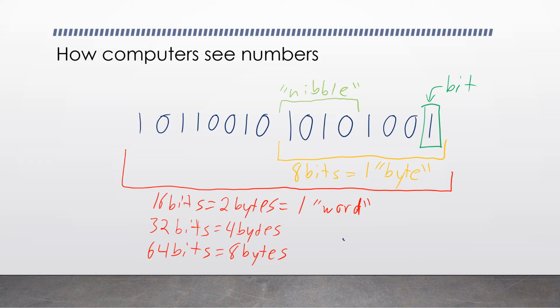A larger word size means you can address more memory. A 32-bit system is limited to about 2 gigabytes of memory. A 64-bit system can handle much, much more memory.